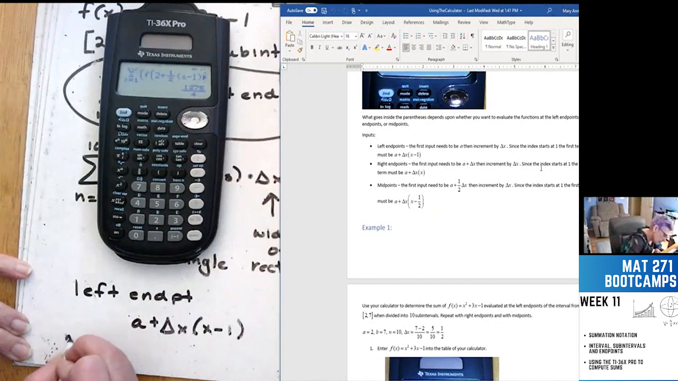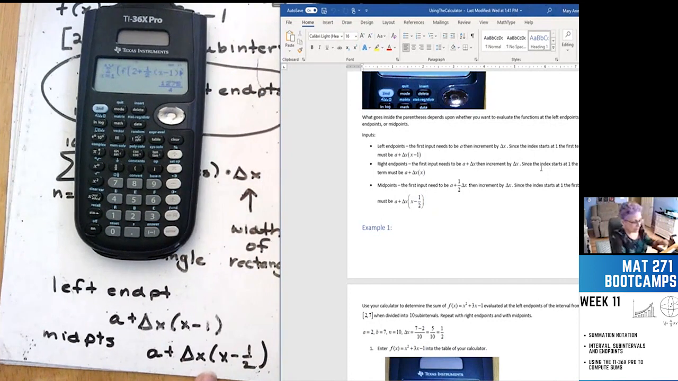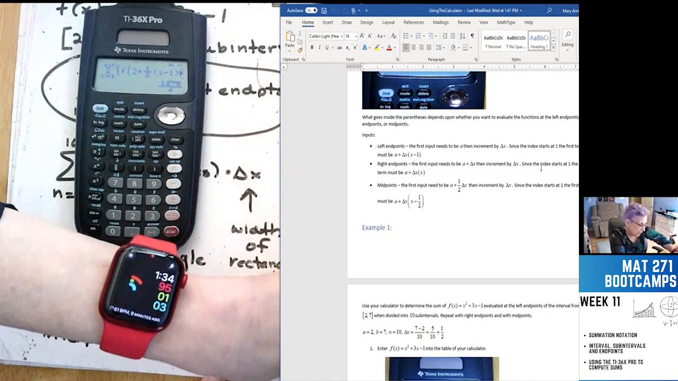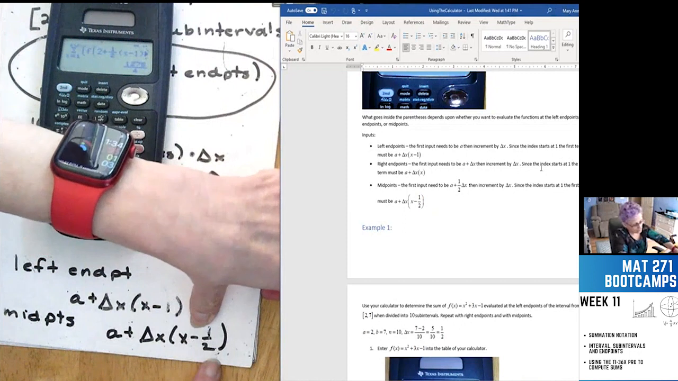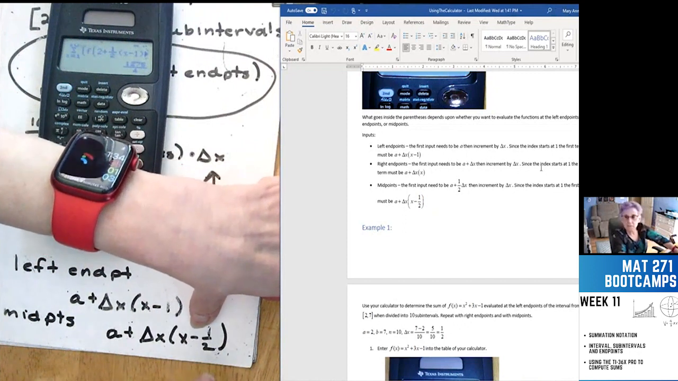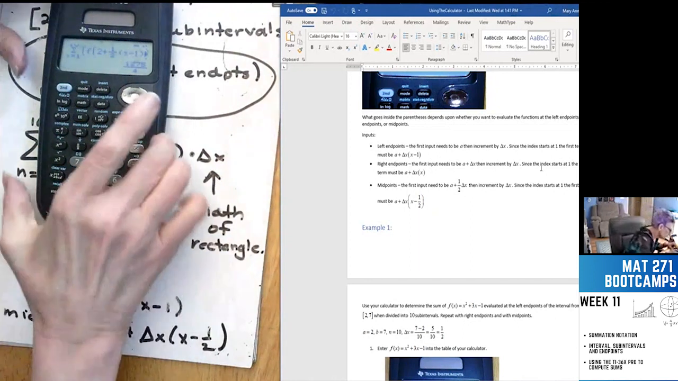If I wanted midpoints, I want to start half of delta x away from A. So my input would need to be A plus delta x times x minus 1/2, because my counter is starting at 1. So if I do 1 minus 1/2, then I'll have 1/2 times delta x plus 3/2 times delta x plus 4/2, 5/2 times delta x, etc.